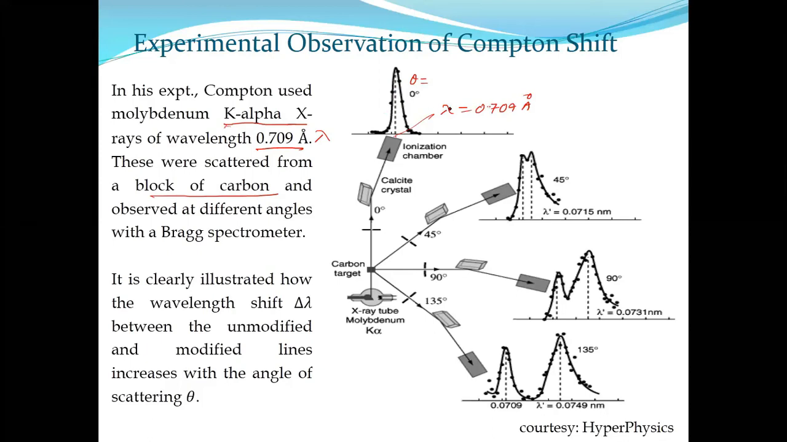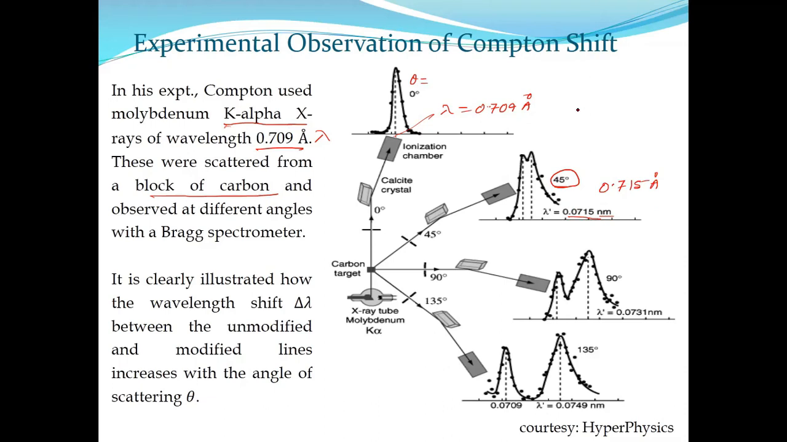Now when the angle is changed to 45 degrees, if I use the Compton shift formula, lambda dash equals lambda plus lambda c times 1 minus cos theta. If I put the values, theta equals 45 degrees, and lambda c for an electron, 0.02427 angstrom, you will get lambda dash equals this. It is written in nanometer. That means it will be 0.715 angstrom. So you observe the wavelength increases from 0.709 to 0.715 angstrom. That we can expect.